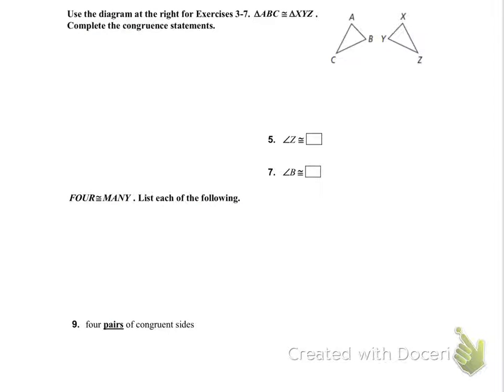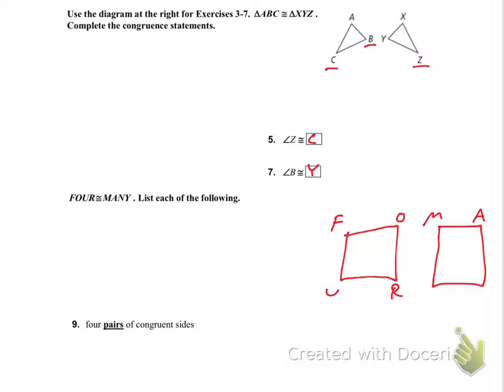All right, 5. Z is congruent to C. And then angle B is congruent to angle Y. All right, 4 is congruent to many. So, I mean, if you really wanted to, you could just make FOUR and then MANY. So you just have these two.